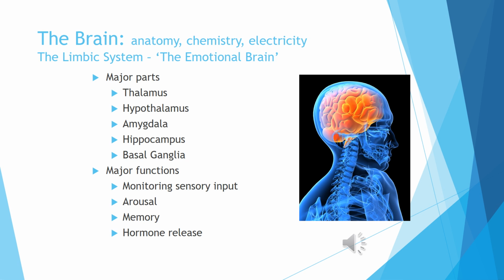Now, there's also this area called the basal ganglia, and depending upon which resource you read, it has a number of different names, but it is primarily that area of the brain that is supporting and helping the rest of that area of the brain. Sometimes it's called the striatum, so many different names. But the primary functions of the limbic system are to monitor that sensory input, to arouse us if need be. It is an area of great memory consolidation and encoding through the hippocampus, and it is hormonal release through the hypothalamus.